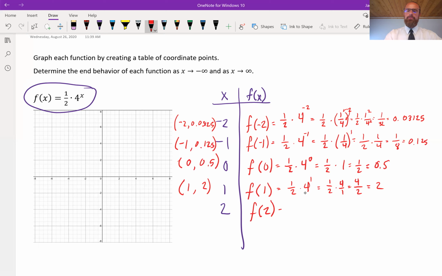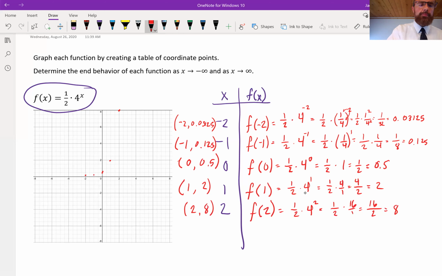Our last x value is 2, so let's evaluate f at 2. That's 1/2 times 4 to the power of 2. 4 squared is 16. And 1/2 times 16 over 1 is 16 over 2, which is 8. And that gives us sufficient coordinate points to put a framework for this function. So at -2, we're right above the x-axis, almost on the x-axis. At -1, we're not far off of it. At 0, we're at 1/2. At 1, we're at 2. So I'm just using these coordinate points to plot these values. And at 2, we're all the way up at positive 8.